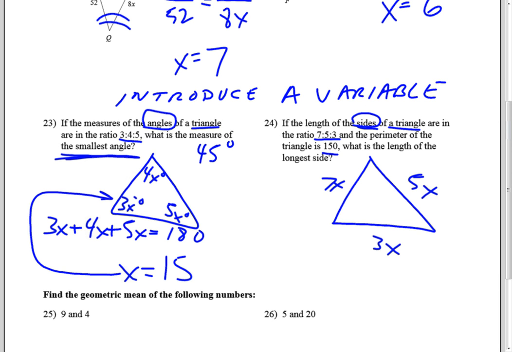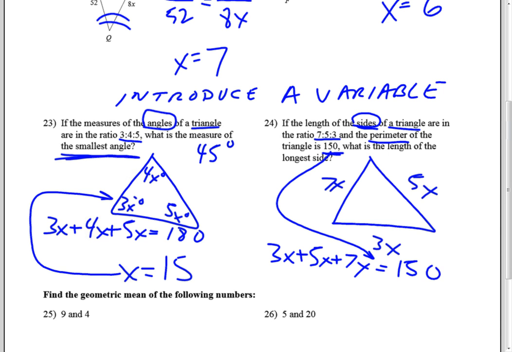What do these add up to? 38. How do I know I'm supposed to add? Perimeter. If it said area, I would multiply. But it's saying perimeter, I know I add the sides up. They're telling me it's 150. That's what I put over here. So same style of equation, but different numbers, depending on whether you're looking at angles, sides, or whatever's involved.